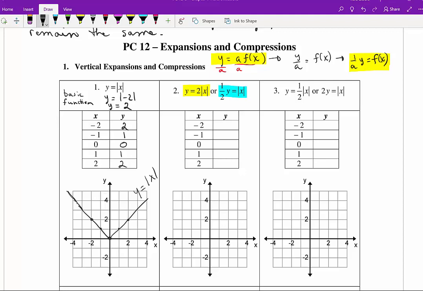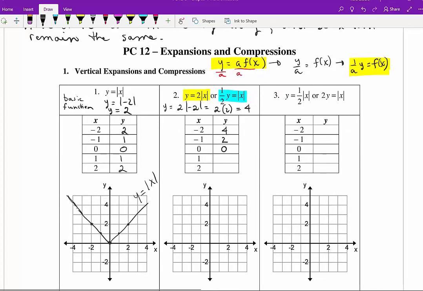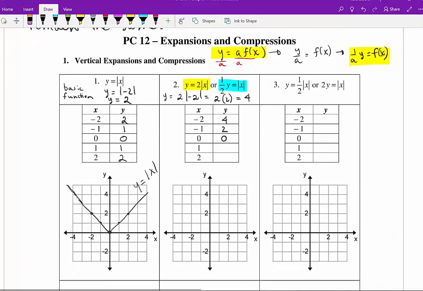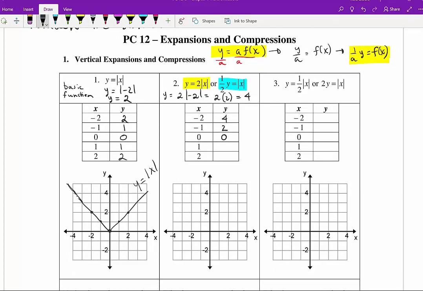I'm going to use the same x values, because if we have a vertical change, x stays the same and y changes. So let's see what happens when we put a 2 in front of our absolute value of x. I'm going to plug in our first x coordinate from the table, -2. So y equals 2 times the absolute value of -2, which is 2 times 2, which is 4, so we get 4 for our y coordinate. If I plug in -1, I get 2 times the absolute value of -1, so 2 times 1 is 2. If I plug in 0, I will get 0. Remember, the absolute value of any positive number is positive, so if I put in 1, I'll get 2 times 1, which is 2. And if I plug in 2, I will get 2 times 2, which is 4.